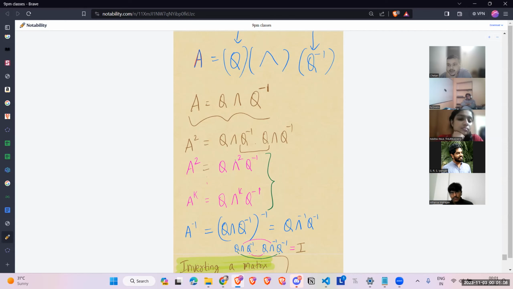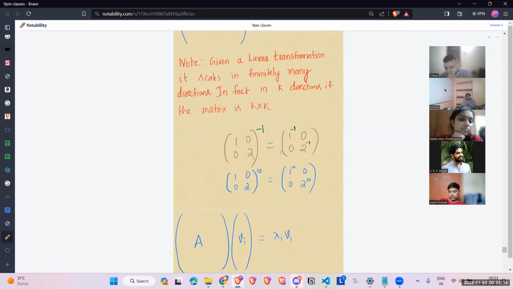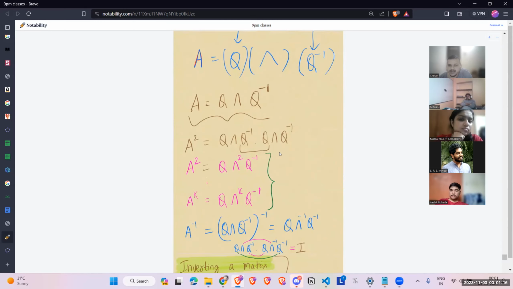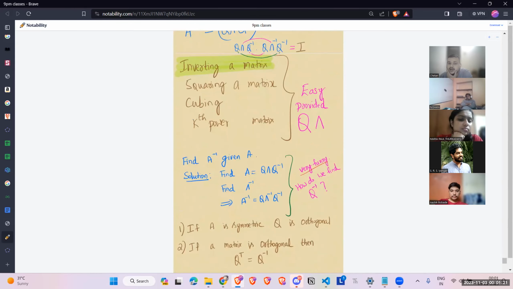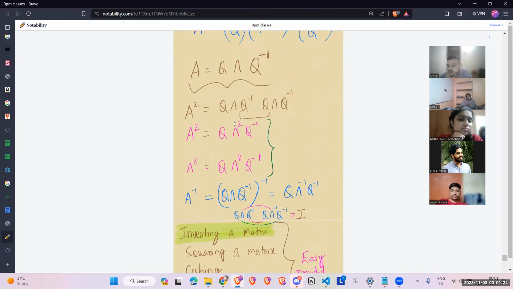Now here comes a very nice property of diagonal matrices. In diagonal matrices, if you square just the diagonal entries, you get the square of the matrix. So the computation becomes simpler. You only need to square the diagonal entries and you'll get the square of the lambda. And once you get the square of the lambda, you have the square of the matrix also. You only need to multiply it with the eigenvectors and inverse of eigenvectors.